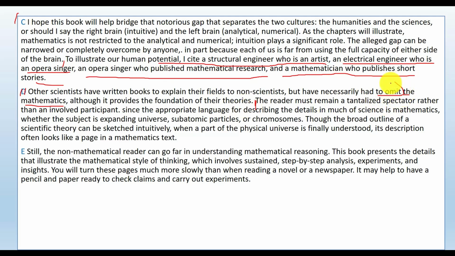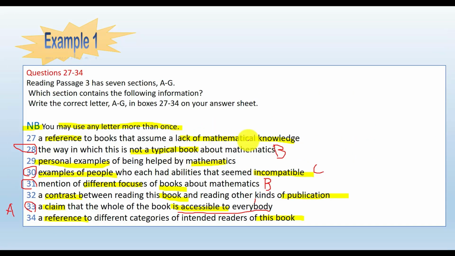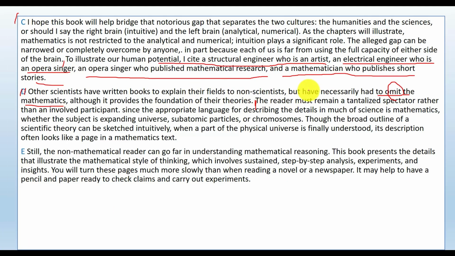Omit plays a key role in this paragraph. It was similar to one of my keywords, a lack of mathematical knowledge, and also a reference to a book. And that's very important, to be able to paraphrase the keywords that you have chosen. Okay, I remembered that I had a lack of mathematical knowledge, and in this paragraph, it is a reference to a book that omits the mathematics.